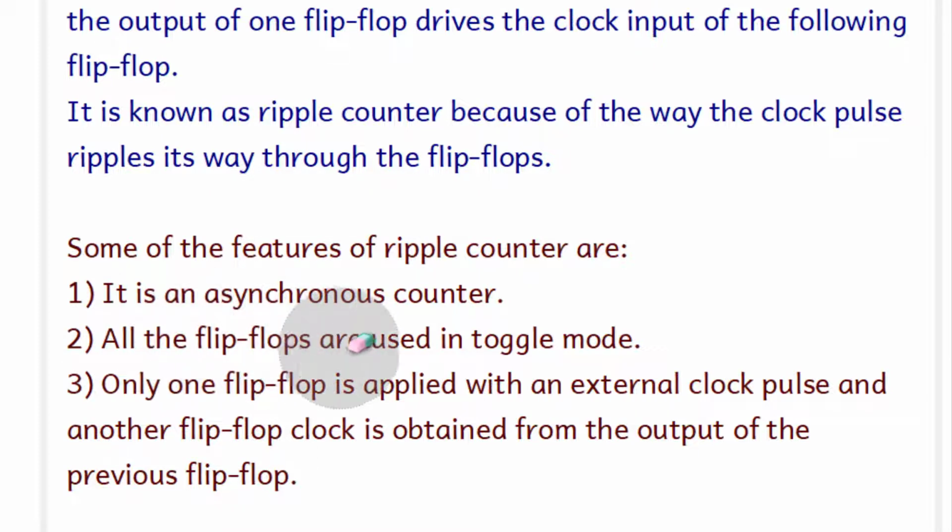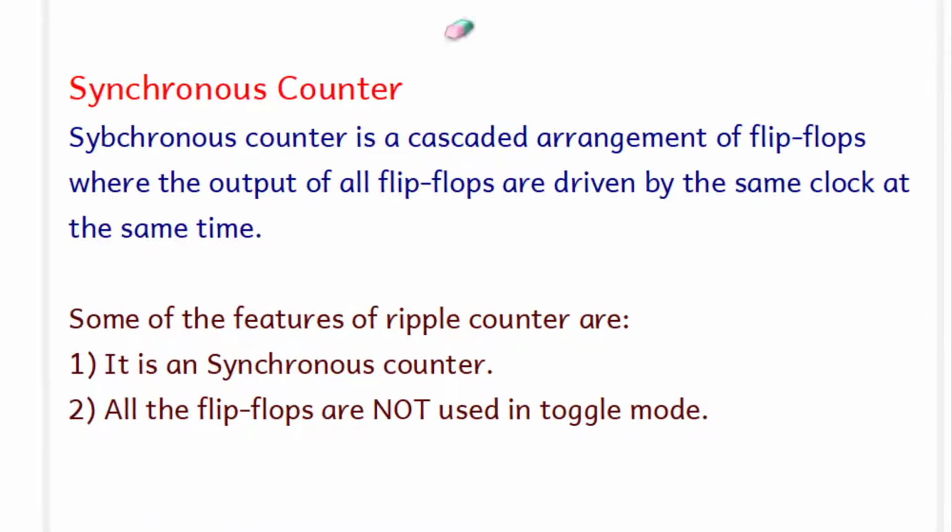All the flip-flops are used in the toggle mode. That is, both the inputs J and K are connected to VCC, that is, they are at logic 1. Only one flip-flop is applied with an external clock pulse, and the clock of the other flip-flops is obtained from the output of the previous flip-flop.